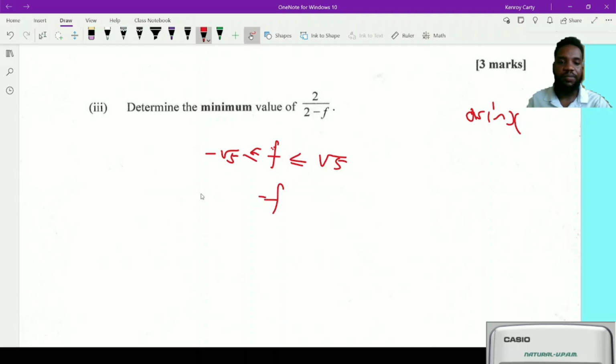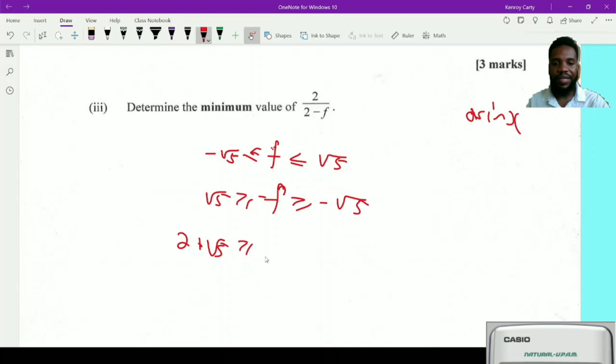So negative f means we negate both sides. This is going to become a +√5, and this is going to become a -√5. The signs are going to turn around. That is what happens when we negate the function. Now, of course, we're going to bring in the 2, so we're going to add 2 to both sides. So I'm going to have 2 plus √5 is greater than or equal. And when you add something, it doesn't affect the signs, right? So we can either put +2 plus -f, or we can simply write 2 minus f is greater than or equal to 2 minus √5.